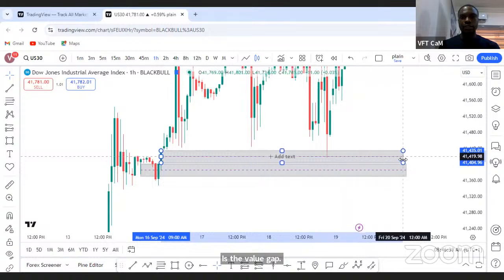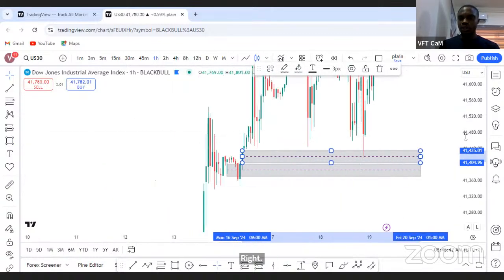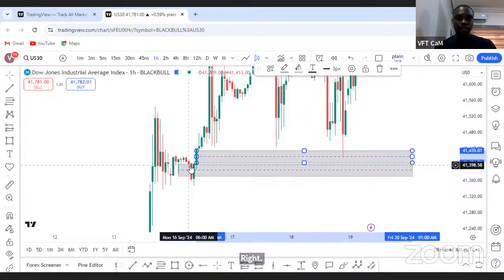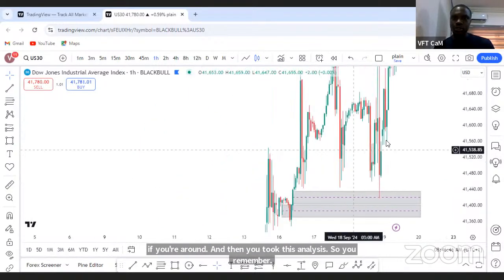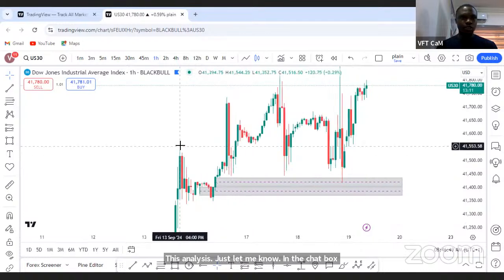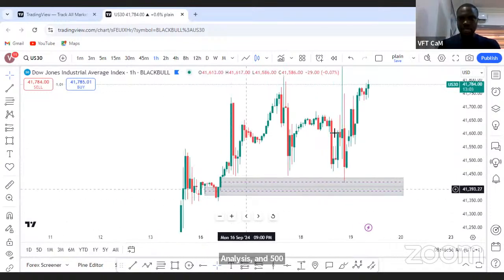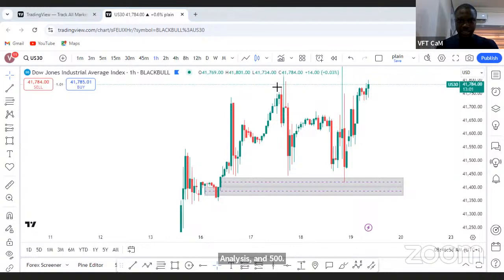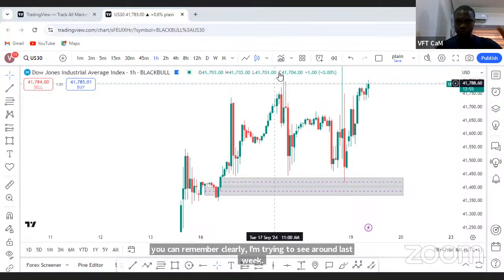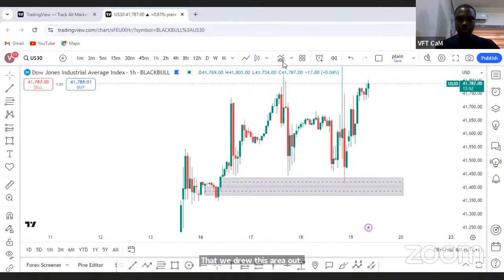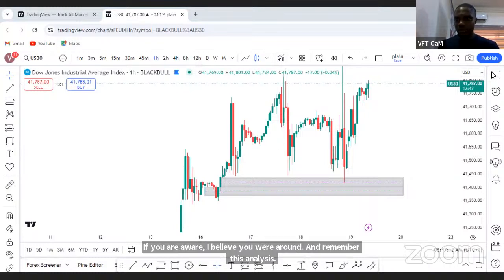Right? Please, if you're around and you took this analysis, or you remember this analysis, just let me know in the chat box, especially on US 30. We had analysis on US 30, NAS, and also S&P 500. I'm trying to see those that were around last week that we drew this area out. If you were around and you remember this analysis, let us just confirm it in the chat box.